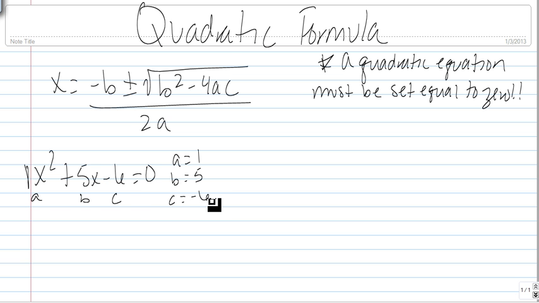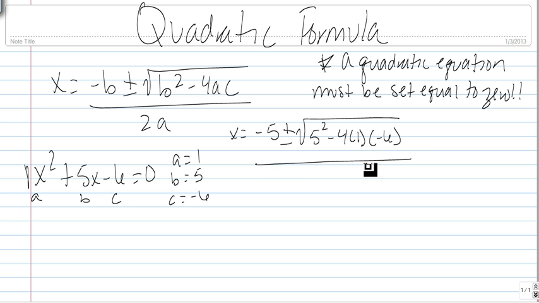Now we're going to put those numbers into the quadratic formula. So now let's go. First of all, x equals, so we have x equals negative b. My b is 5, so I'll have negative 5, plus or minus the square root of b squared. So we have 5 squared minus 4 times a, which is 1, and c, which is negative 6, and all of this over 2 times 1.